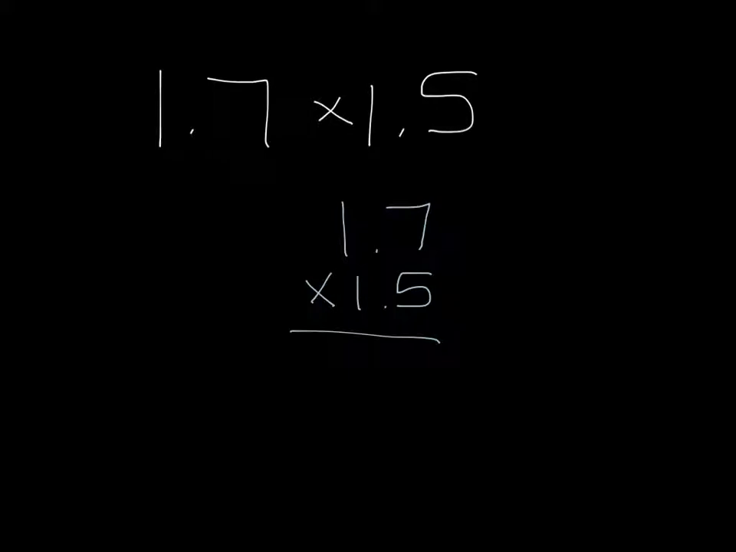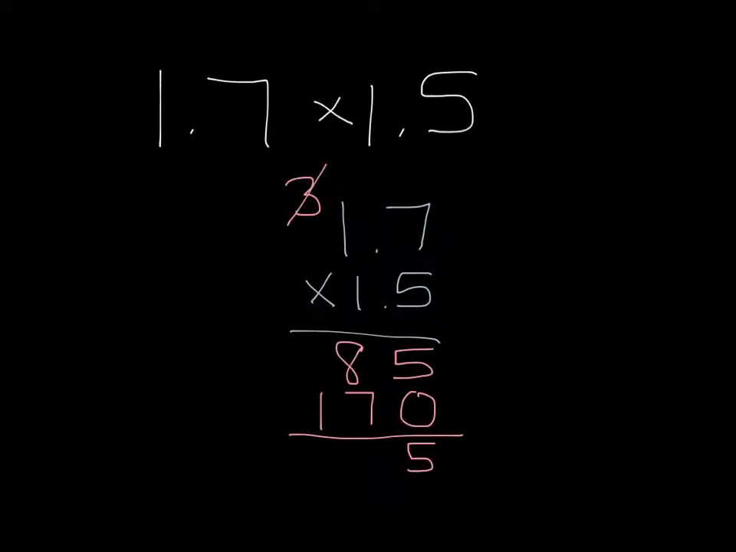So 7 times 5 is 35. 5 times 1 is 5, plus 3 is 8. You have your placeholder, and then you have 7 times 1 is 7, and 1 times 1 is 1. So then you add 5 plus 0 is 5, 8 plus 7 is 15, and 1 plus 1 is 2.